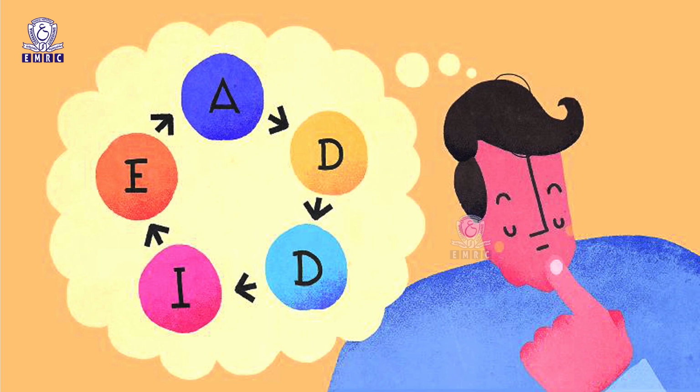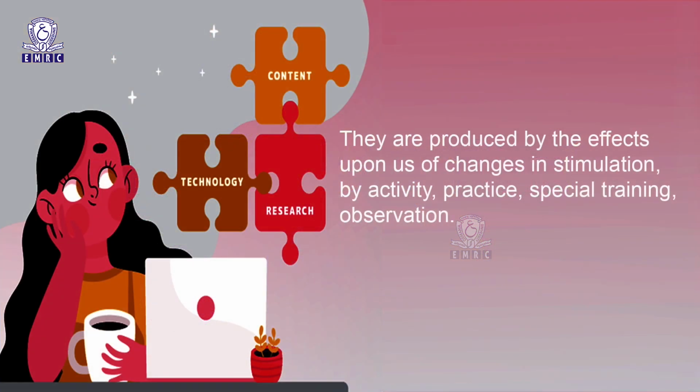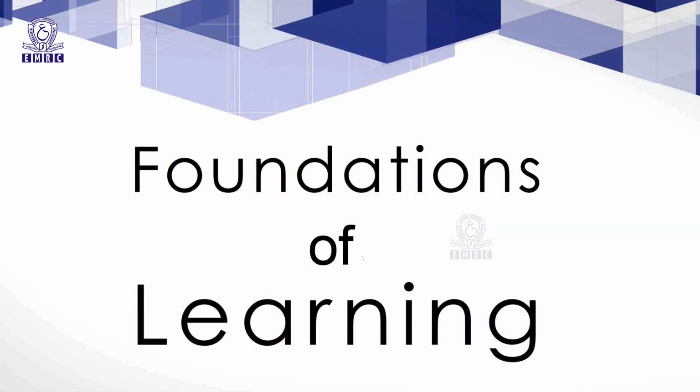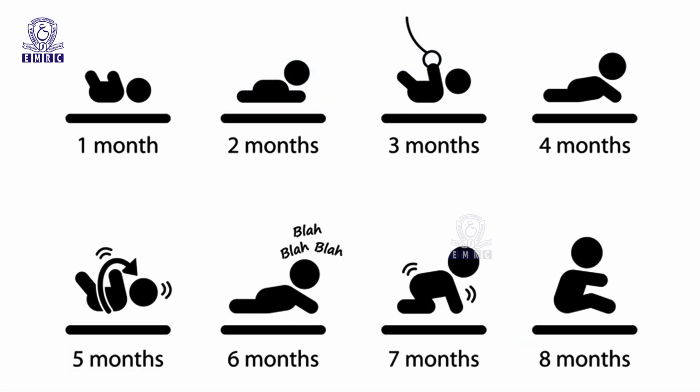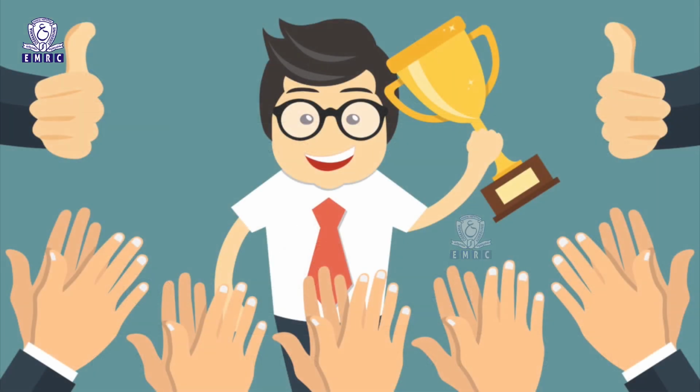In the second place, the modifications which occur when we learn are dependent upon what happens to us as individuals. They are produced by the effects upon us of changes in stimulation, by activity, practice, special training, observation, or a combination of these. It is important to recognize these foundations of learning for the reason that unlearning modifications of behavior also occur. This is especially so during the early months and years of human life, due to maturation and, most important, through learning. Reinforcement is obviously necessary where learning of skills is concerned.